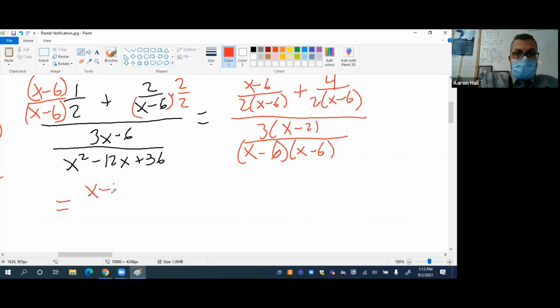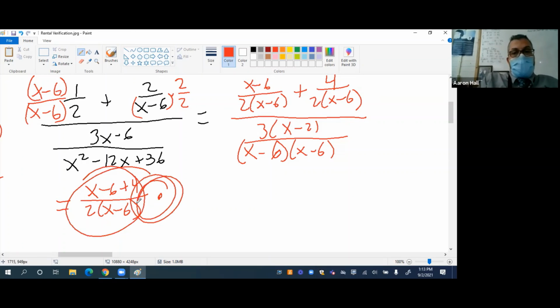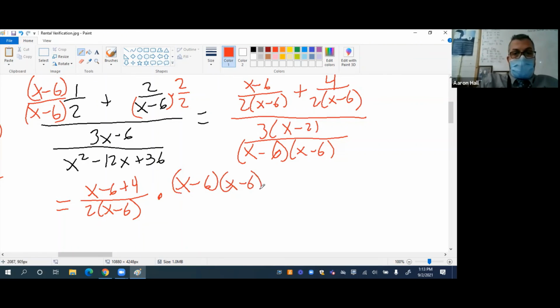So I have x minus 6 plus 4 over 2 times x minus 6 times, so we keep, change, flip. That's going to give us x minus 6 times the quantity of x minus 6 over 3 times x minus 2. Is that too sloppy? Try to clean that up a little bit so it's more legible. Okay. Now what? We cancel an x minus 6 on both sides. Cross simplification. Yeah, we can cross out an x minus 6 on both sides.